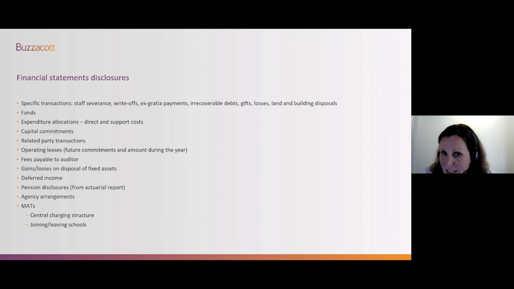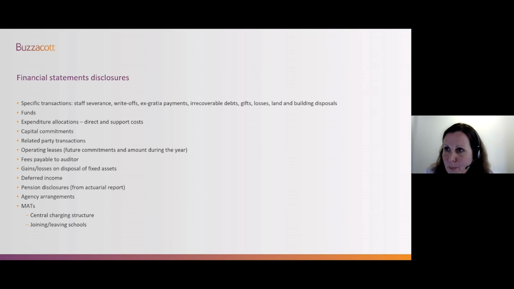So particularly the first bullet point there, ESFA requirements around specific items of spend in the year that you're required to disclose: losses, severance payments, debt write-offs, land and building disposals, for example. So be really clear on the requirements there. Have a summary of those individual amounts that the trust has transacted in the year. Funds we've covered, but note the narrative requirements too. If you've got schools that have a deficit level of operational reserves, for example, you have to disclose why that is and what you're doing to address that.